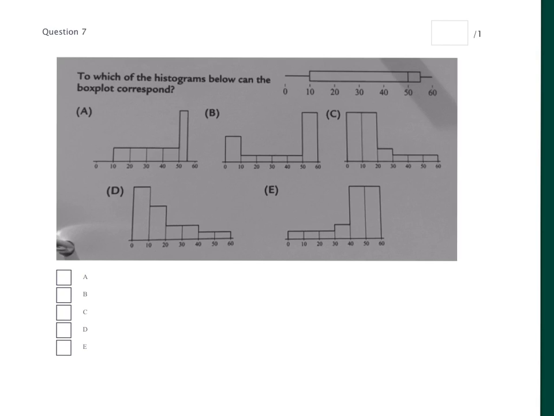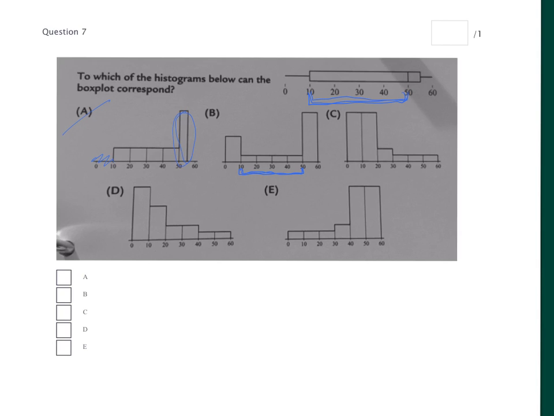Which of the histograms below can the box plots correspond to? Okay, well, I already know that this weird bar here would not be a histogram. Plus, it doesn't even start at 0 like the box plot does. So it's not A. I'm thinking it's probably B just by glancing, because I know that between 10 and 50, there is a large span, like a large area where I have a little bit of data.